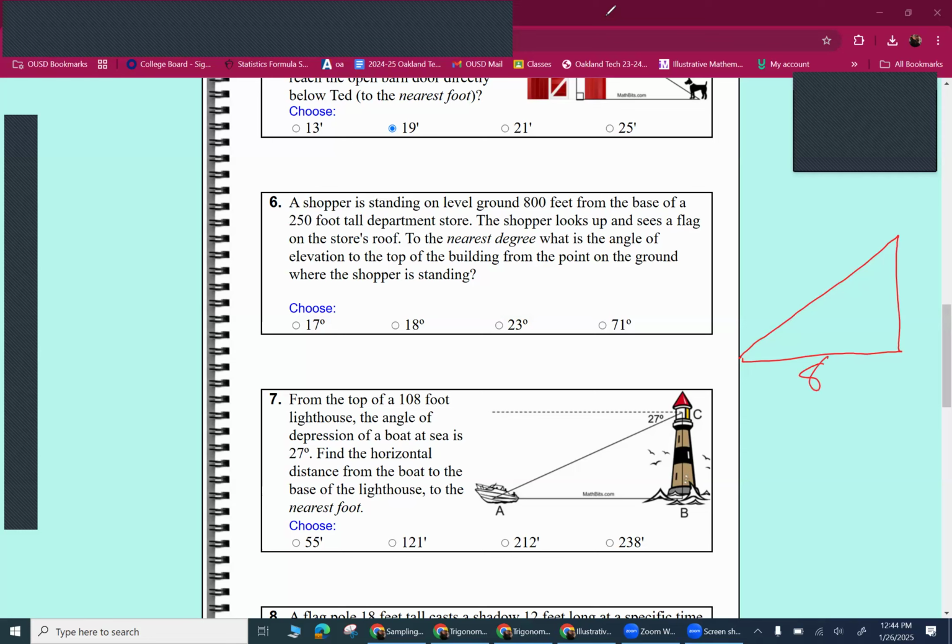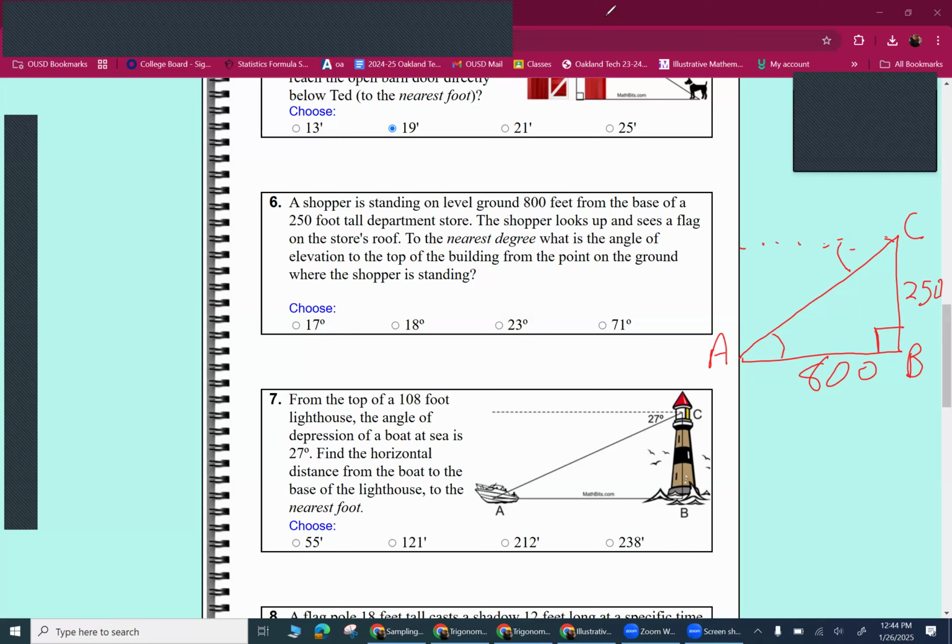we're 800 feet from the store. The department building is 250 feet tall. And the question is, what is the angle of elevation, which is this, which coincidentally happens to be the same thing if you were on the top looking out and looking down at this person down here, that angle of depression will be the same number. Okay. But we're looking for this one down here. So for this angle that's down here, I'm going to call this A, B, C. Okay. So that's our right angle there.